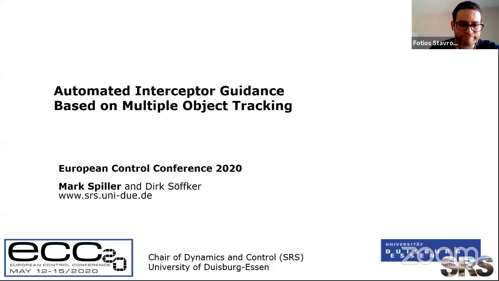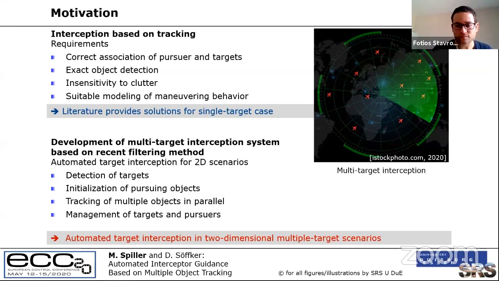Welcome to my presentation. My name is Mark Spiller, and I will talk about automated interceptor guidance based on multiple object tracking. Interception based on tracking requires correct target detection as well as correct association of pursuer and target objects. The tracking approach should be insensitive to clutter and should model the moving behavior of the targets correctly. In the past, Kalman filters and observers have been used to provide information about engagement-related data. However, mostly single target scenarios have been considered.